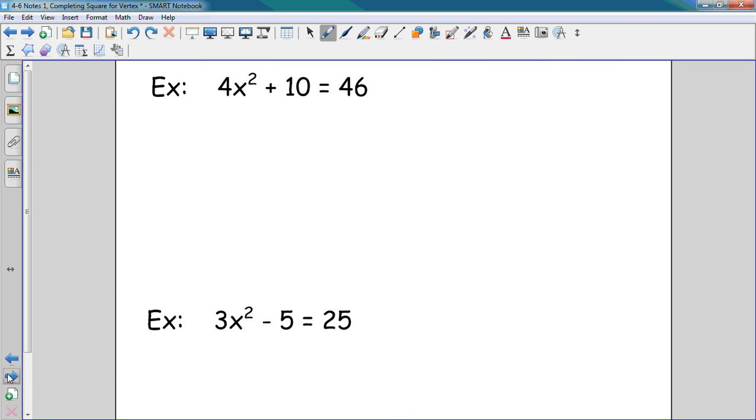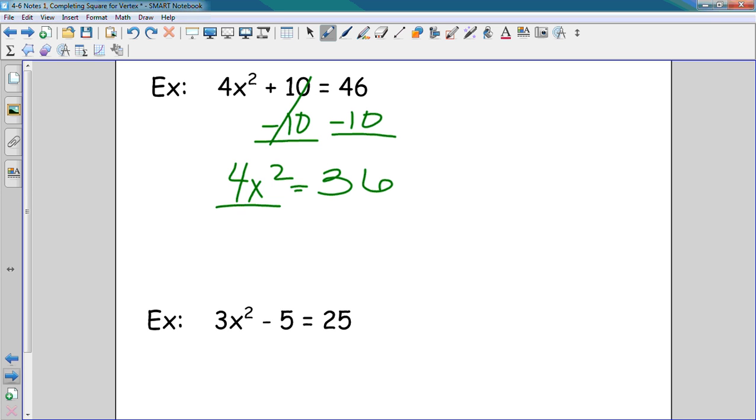So let's do that. Let's solve some equations with squares in them. So if I solve this equation now, get out of factoring, just go into solving equations. How would I solve this equation if I was just solving for x? Subtract 10 to both sides. So I'm left with 4x squared equals 36. What's the next step? Divide both sides by 4. I have x squared equals 9.